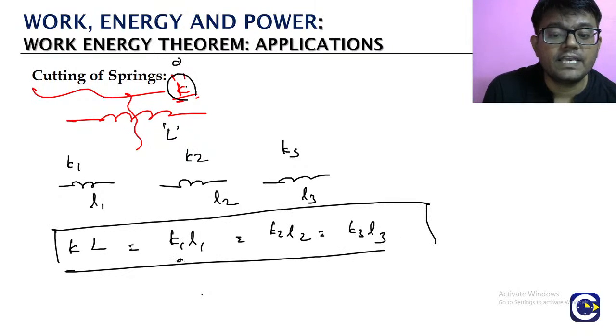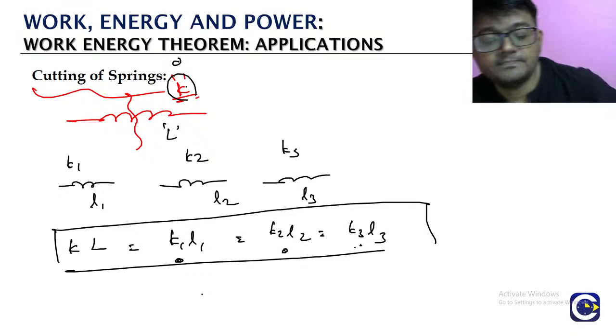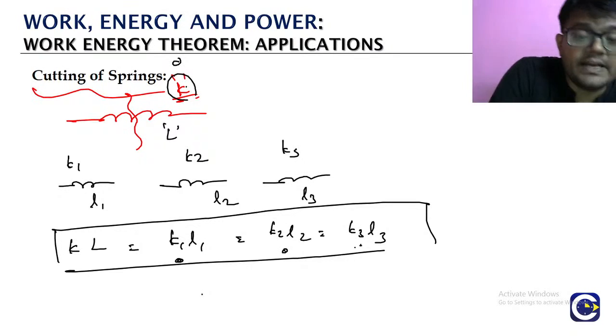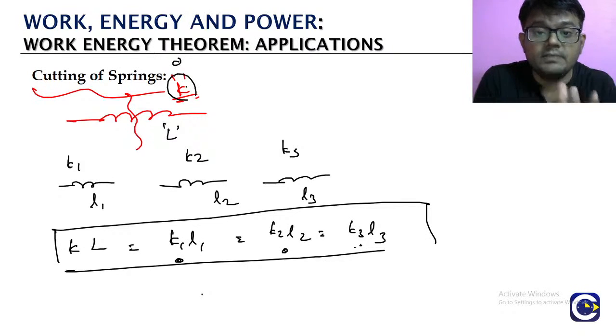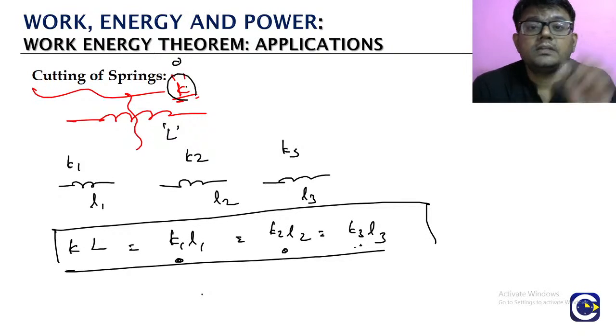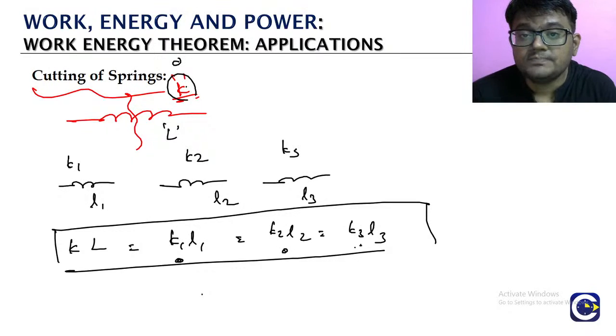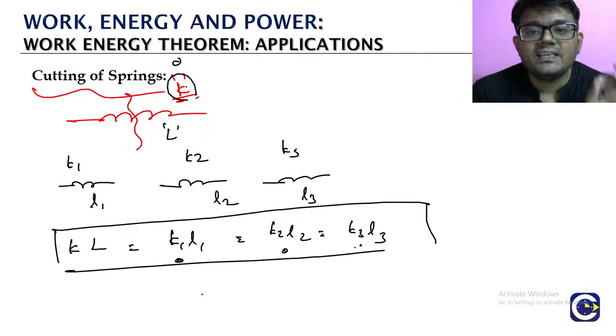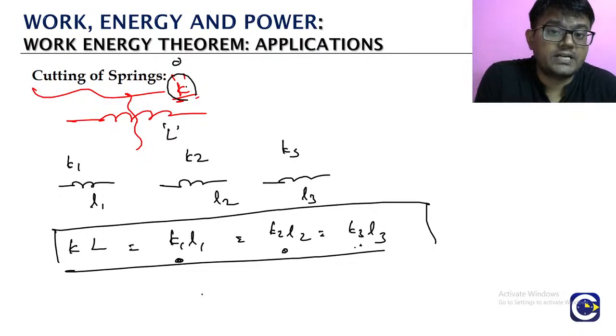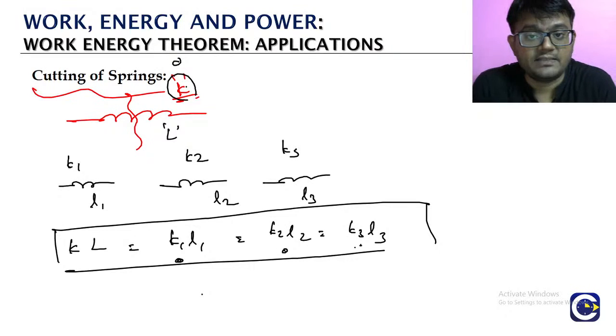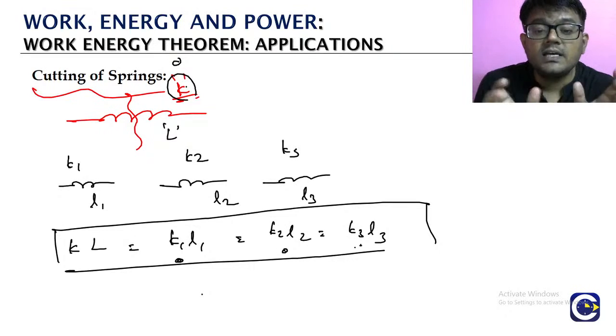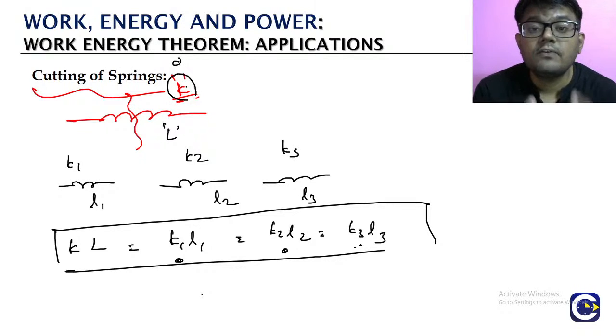Using the relation, we can find what is K1, what is K2, what is K3. So what is the relation? If you are dividing a spring into some parts, may be equal, may not be equal, then the spring constant value of the part multiplied by the length of the part will be equal in all the cases, and that will be equal to the spring constant of the original spring multiplied by its length. Okay, so this is the relation we need to use when we are trying to find the spring constant values of the parts which are unequal.